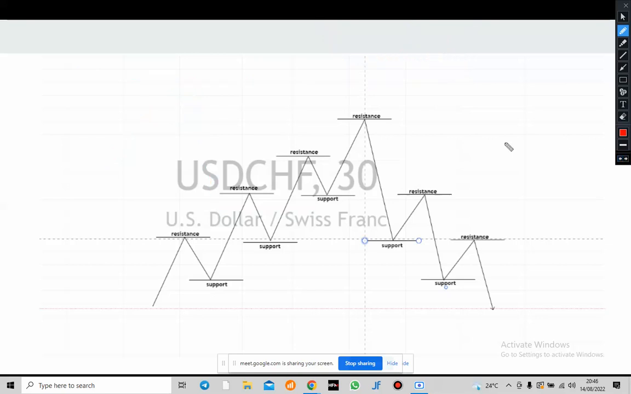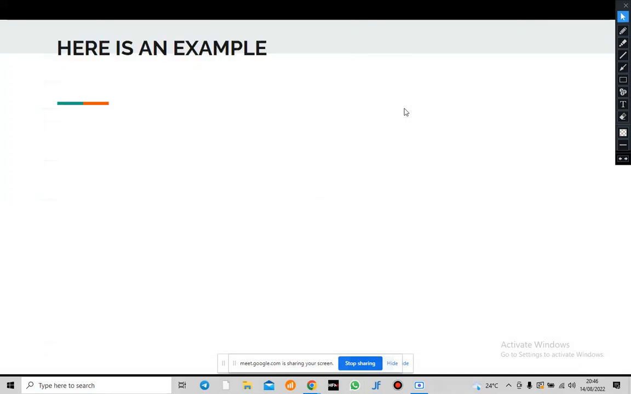When you are drawing support and resistance, you must look at the significant highs and lows, the significant turning points. That is what we indicate as a support. But in most cases, the market usually creates what we call SNR, where the support becomes resistance or resistance becomes support.